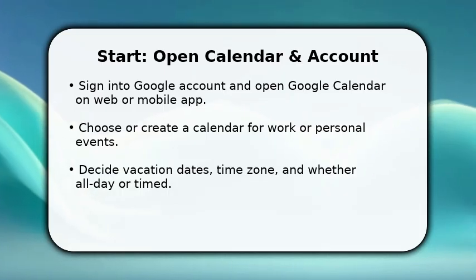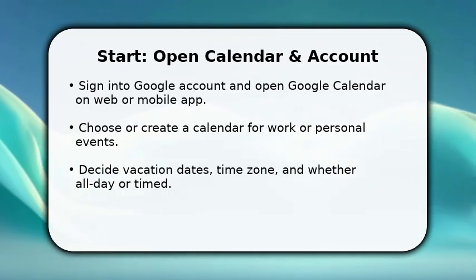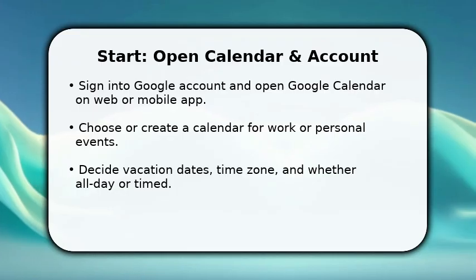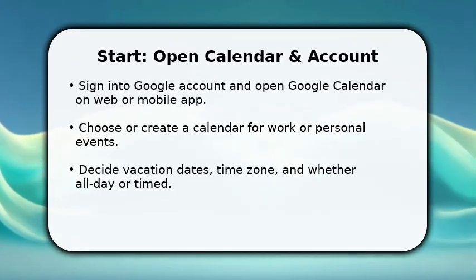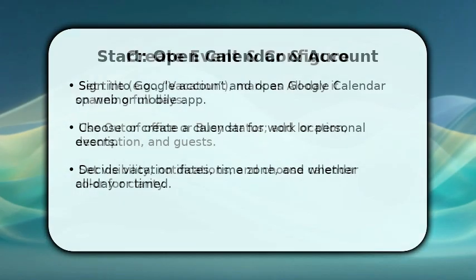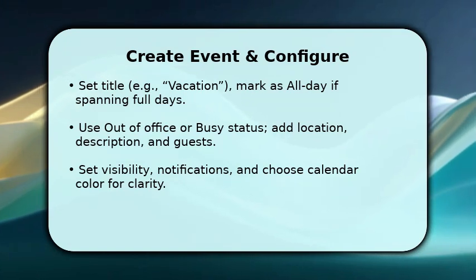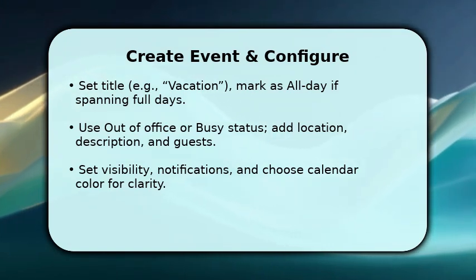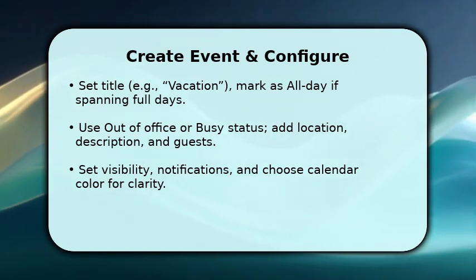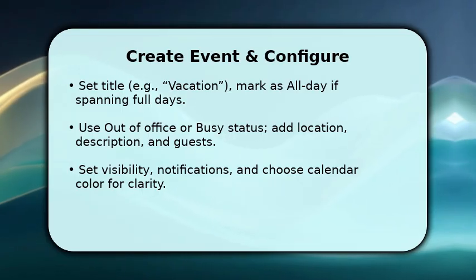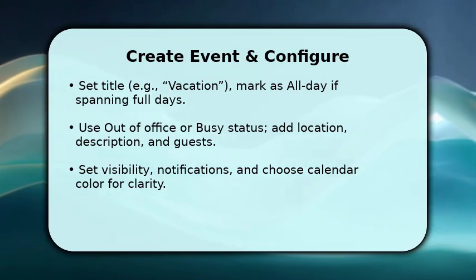Once you've chosen the calendar and dates, click or tap the date range to begin creating the vacation entry and move on to configuring details. Now create the event. Enter a clear title like Vacation and toggle All Day for multi-day trips. Choose out of office to auto-decline meetings or set visibility to busy so colleagues see you're unavailable.